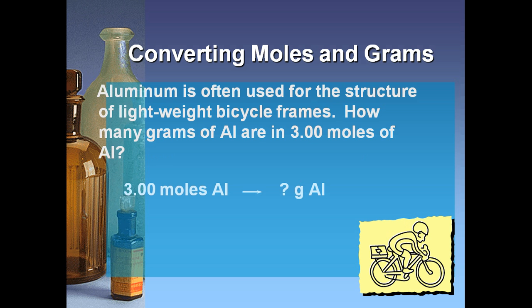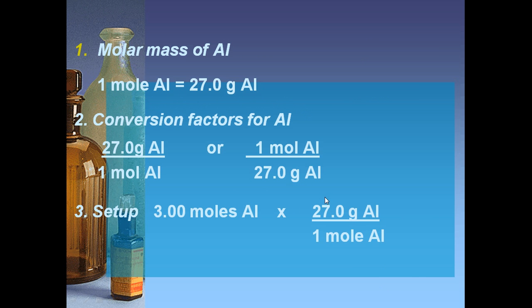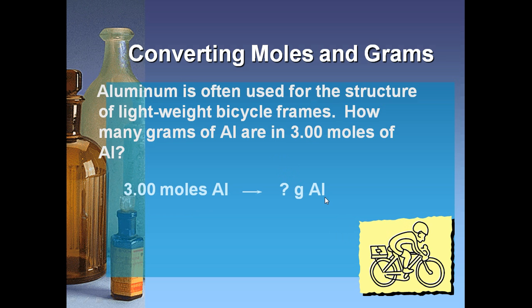The first question here asks: aluminum is often used for the structure of lightweight bicycle frames. How many grams of aluminum are in 3 moles of aluminum? So what we want to do is determine the given. The given is 3 moles of aluminum, and we want to convert to grams of aluminum. The only way we can do that is by finding the molar mass of aluminum. So how do we find the molar mass of aluminum?